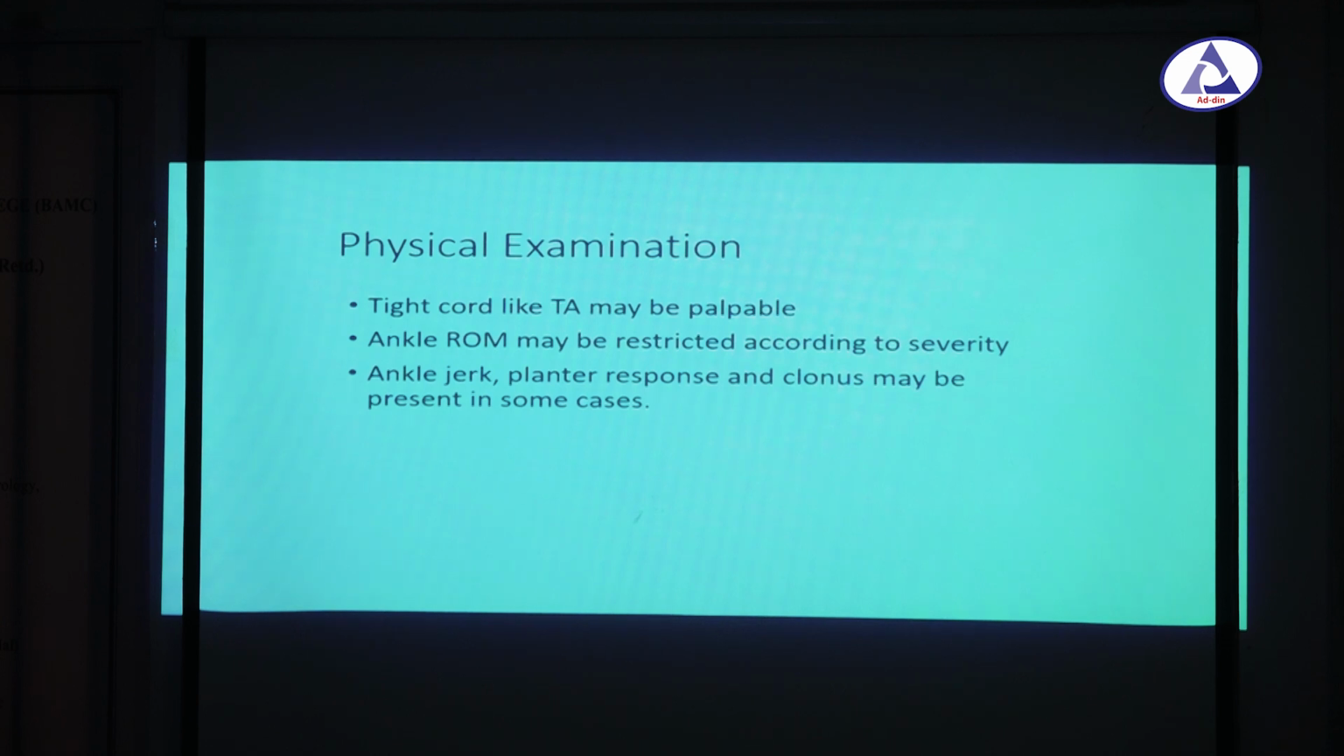And in physical examination, if you examine the patient in supine position, the tendoachilles will feel cord-like and tight. Ankle range of motion may be restricted according to the severity, and in case of upper motor neuron lesion or if it is due to some neurological cause, ankle jerk, plantar response or clonus may be present in some cases.